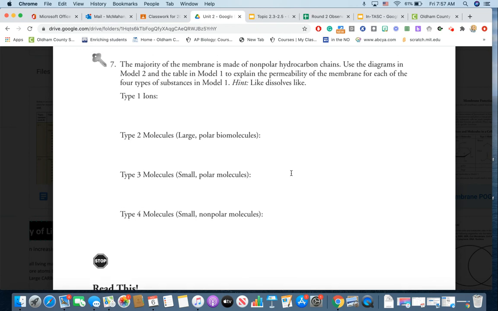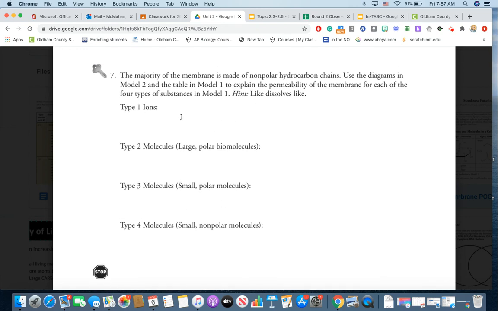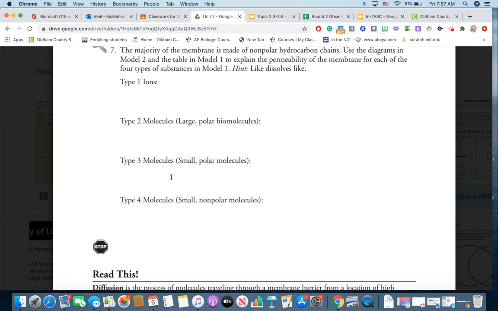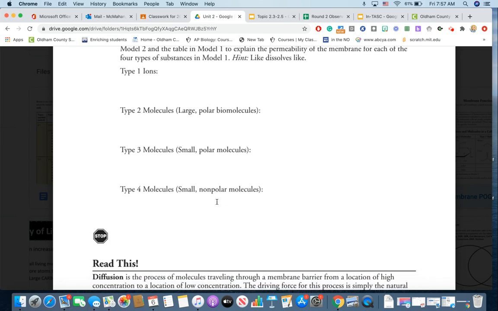So if we look at this last question right here with the key next to it, the majority of the membrane is made up of nonpolar hydrocarbon chains. Use the diagram in table 1 to explain the permeability, the movement of things across the membrane for each type. So this is where you should have said type 1 ions do not move across the membrane. Type 2 move very, very slowly because they are large. Type 3 move a little bit faster because they are smaller. Type 4 move the best and the fastest because they have the two characteristics, small and nonpolar. And so they can scoot across the membrane pretty easily.